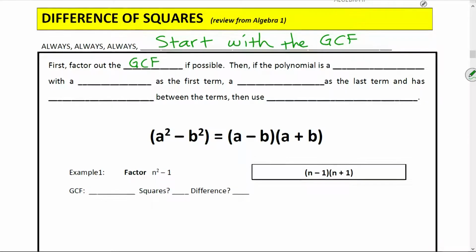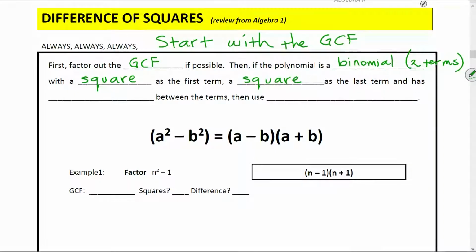Then, if the polynomial is a binomial, meaning 2 terms, with a square as the first term, a square as the last term, and has a difference between them, meaning a subtraction sign, then we will use this method, which is called the difference of squares.